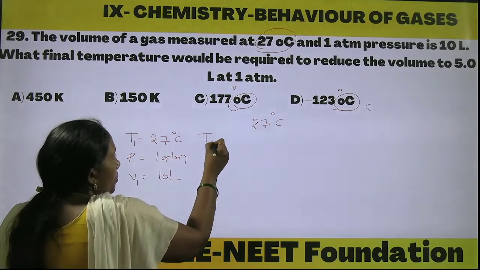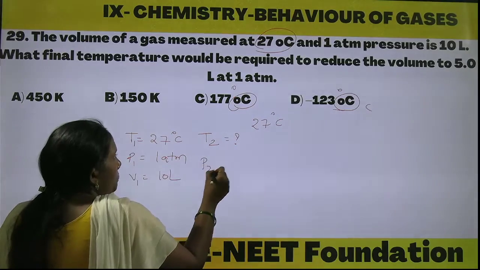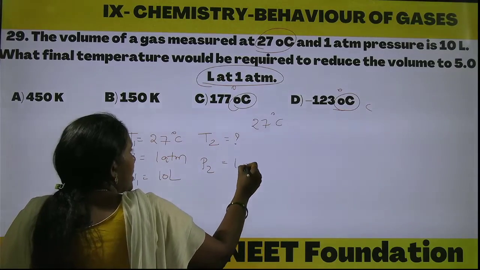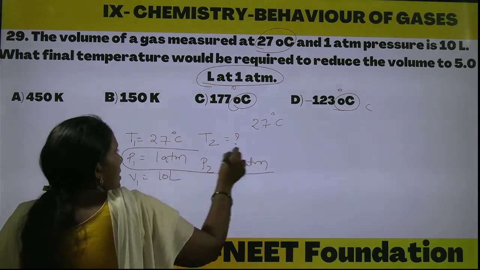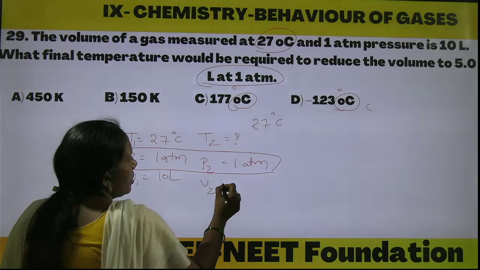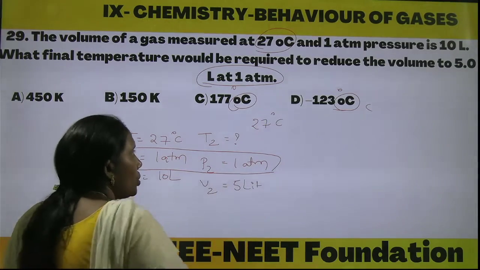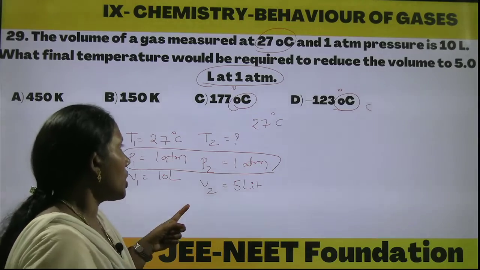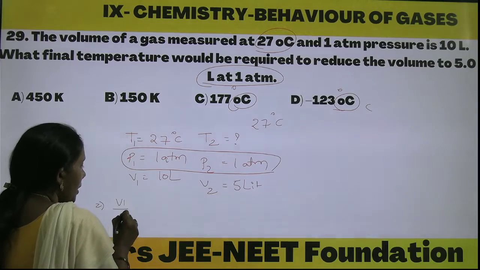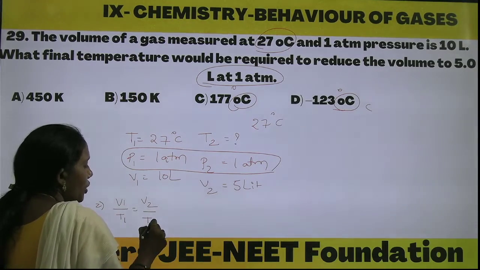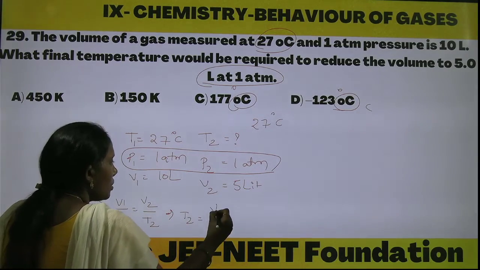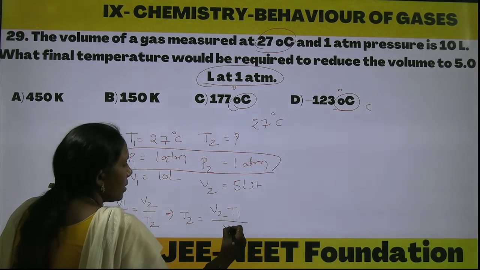We have to find T2, with V2 as 5 liters at 1 atmosphere. So, here again pressure is given 1 atmosphere. Both pressures are the same, meaning at constant pressure they are taking the data. So, V2 is 5 liters. Already we know the formula. When V1, V2 is given, T1 is given, T2 is asked to calculate, then the formula is V1 by T1 equal to V2 by T2. So, T2 equals V2 T1 by V1.